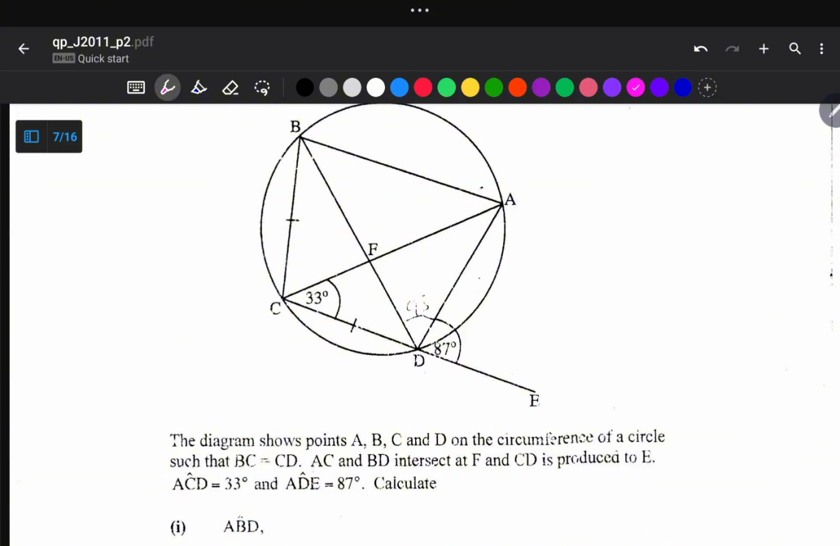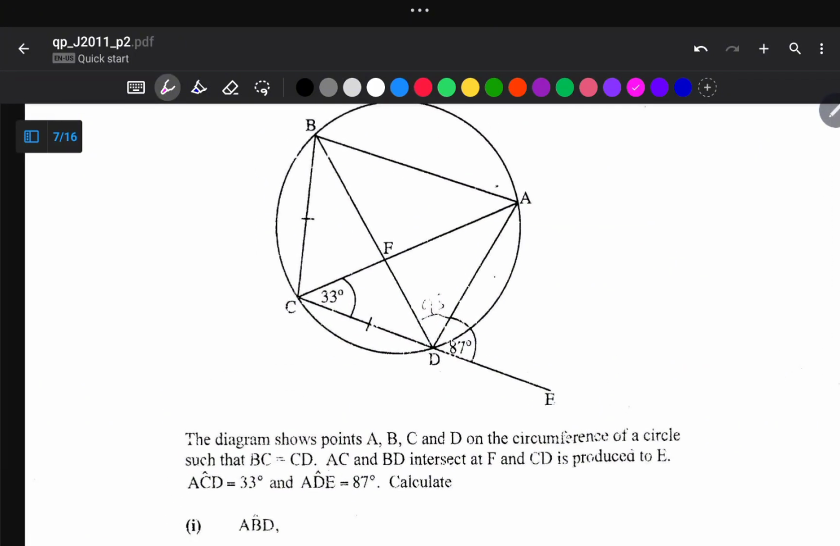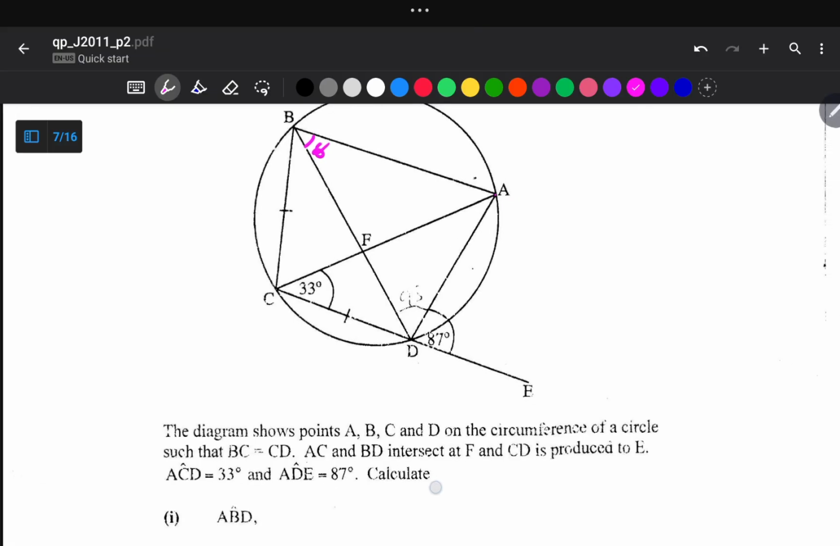So we are required to calculate the angle ABD. Okay, so here is our angle ABD, and we label it theta.